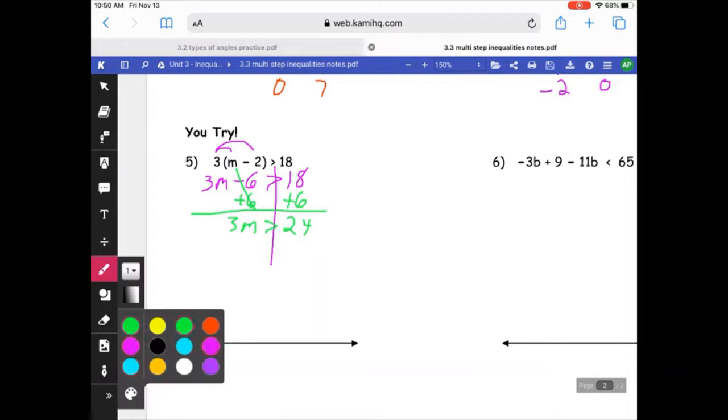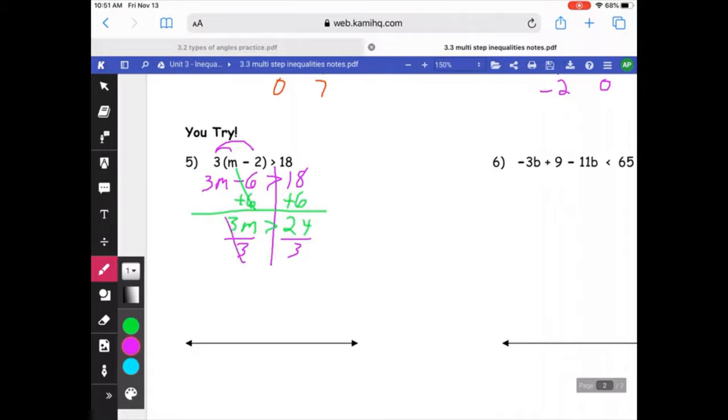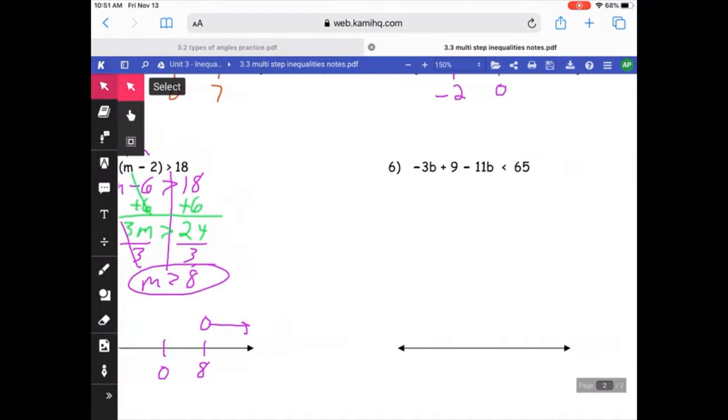And then after we divide both sides by 3, we're going to get m is greater than 8. Okay, so we're going to plot our 0, plot our 8, put an open circle at 8, and put an arrow shaded to the right, because anything greater than 8 is going to be to the right of 8 on the number line.